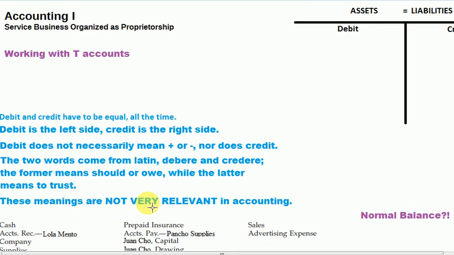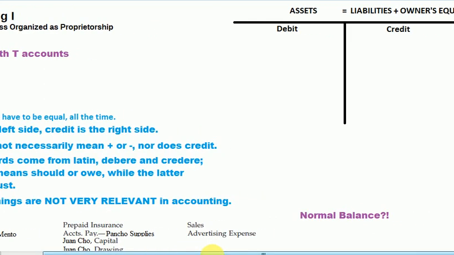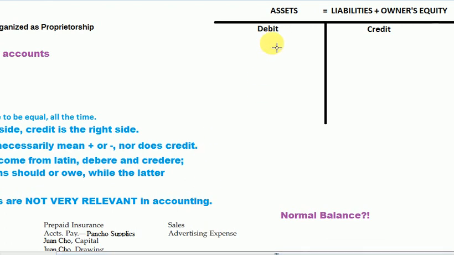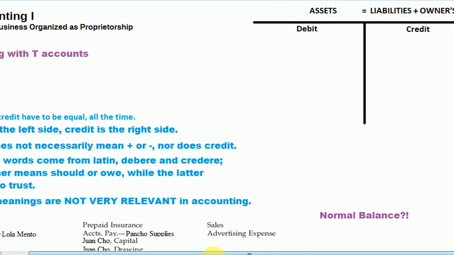Another thing we need to know is that debit doesn't necessarily mean more or less. Credit doesn't mean more or less. These are just sides, like yin and yang. They are in balance all the time. Again, debit has to be equal to credit. Credit has to be equal to debit. Always you are going to see a balance between the two.